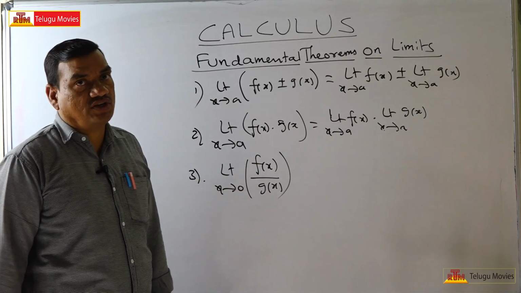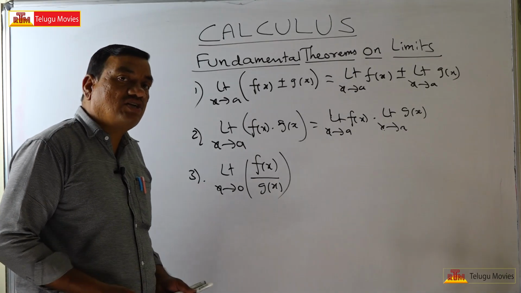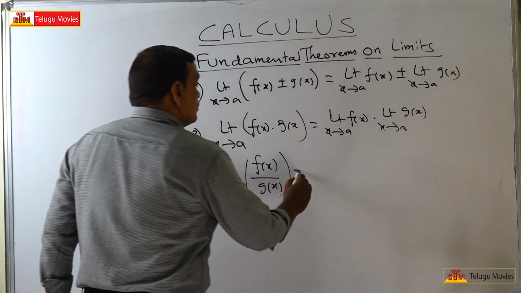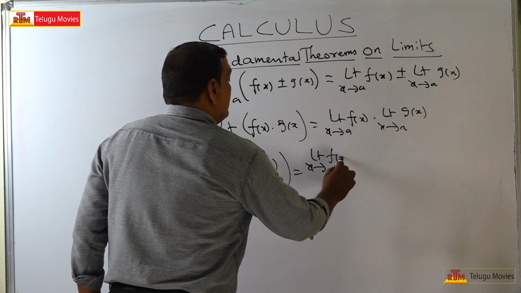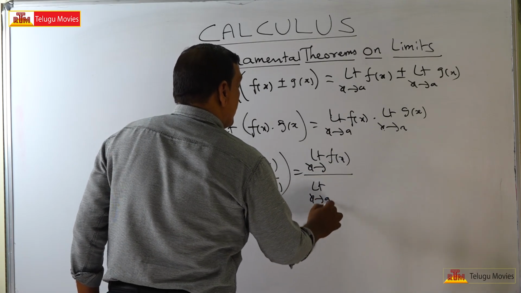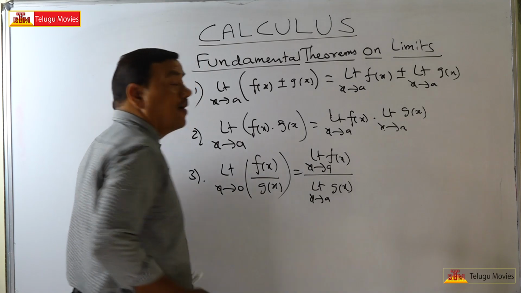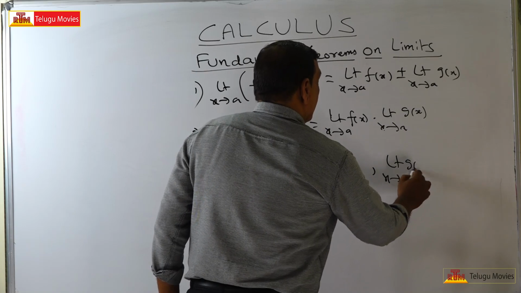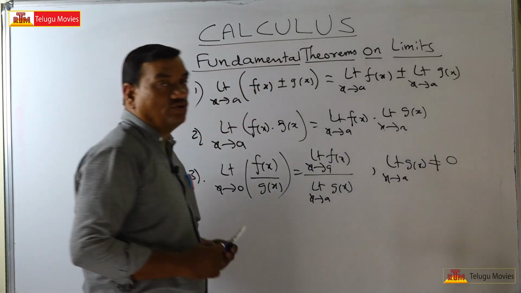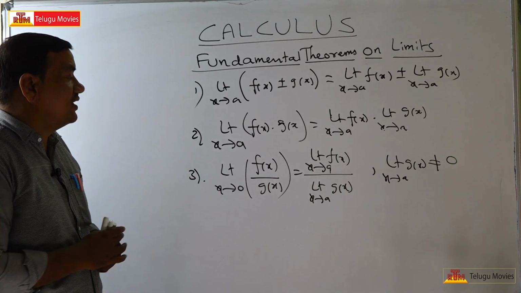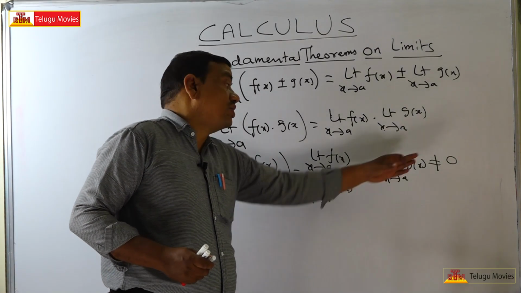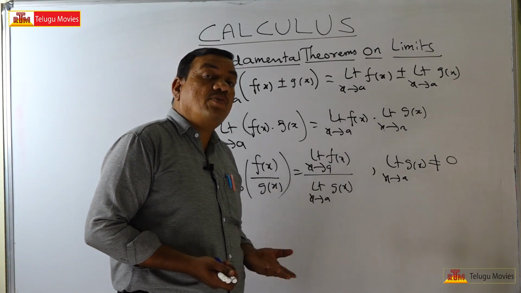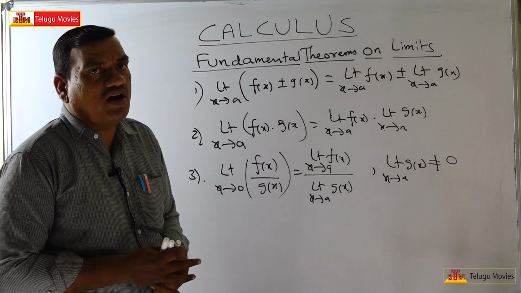This is called a rational function. Already we have given a definition of rational function. So for the rational function, g of x should not be equal to 0. That means you can separate the limit as limit as x tends to a of f of x upon limit as x tends to a of g of x, provided the limit as x tends to a of g of x should not be equal to 0. That limit of the denominator function should not be equal to 0. If it becomes 0, what happens? The denominator cannot be equal to 0. If it is equal to 0, that cannot be a real number.